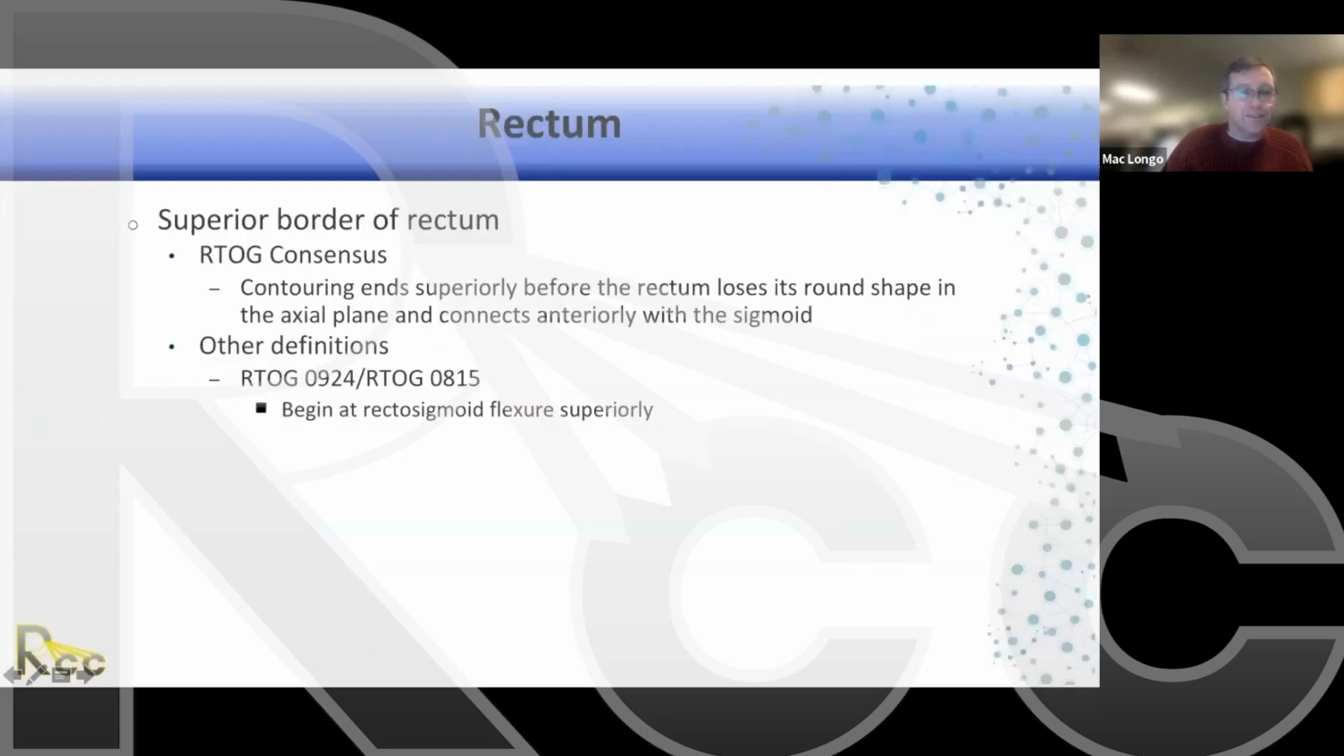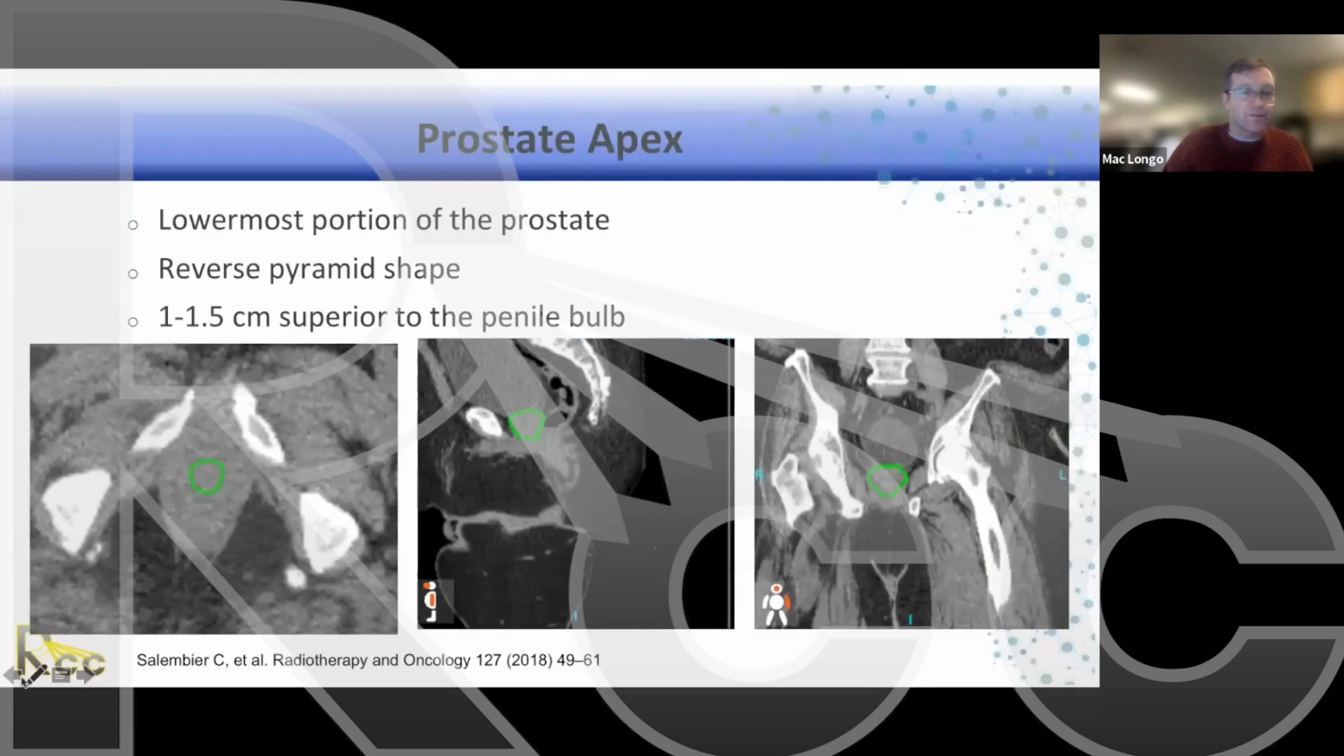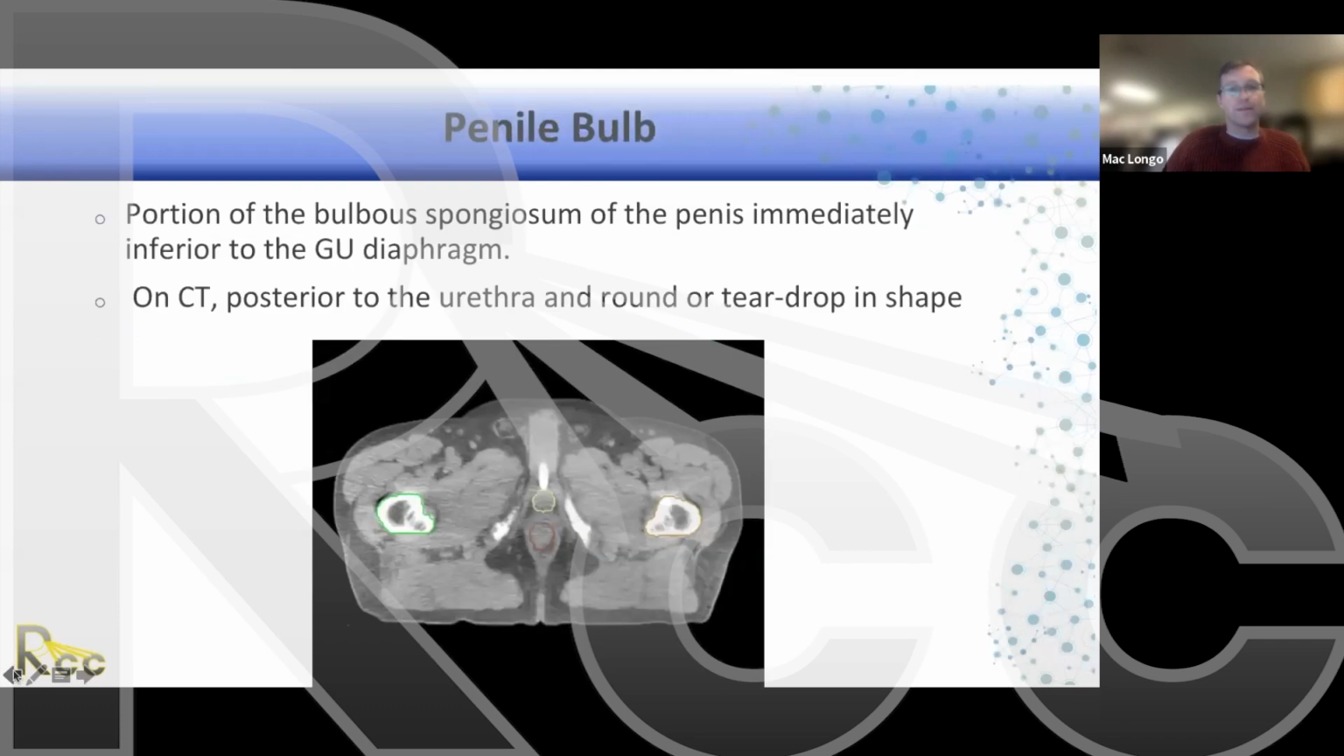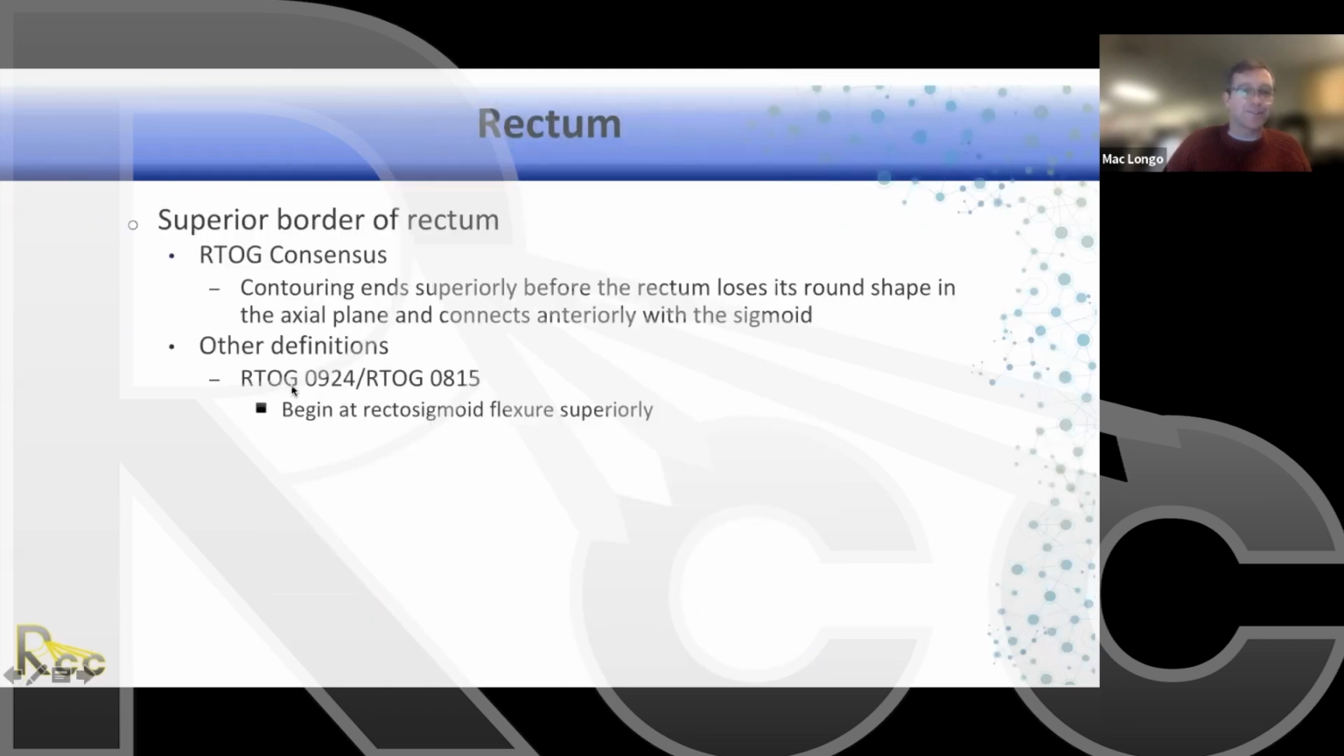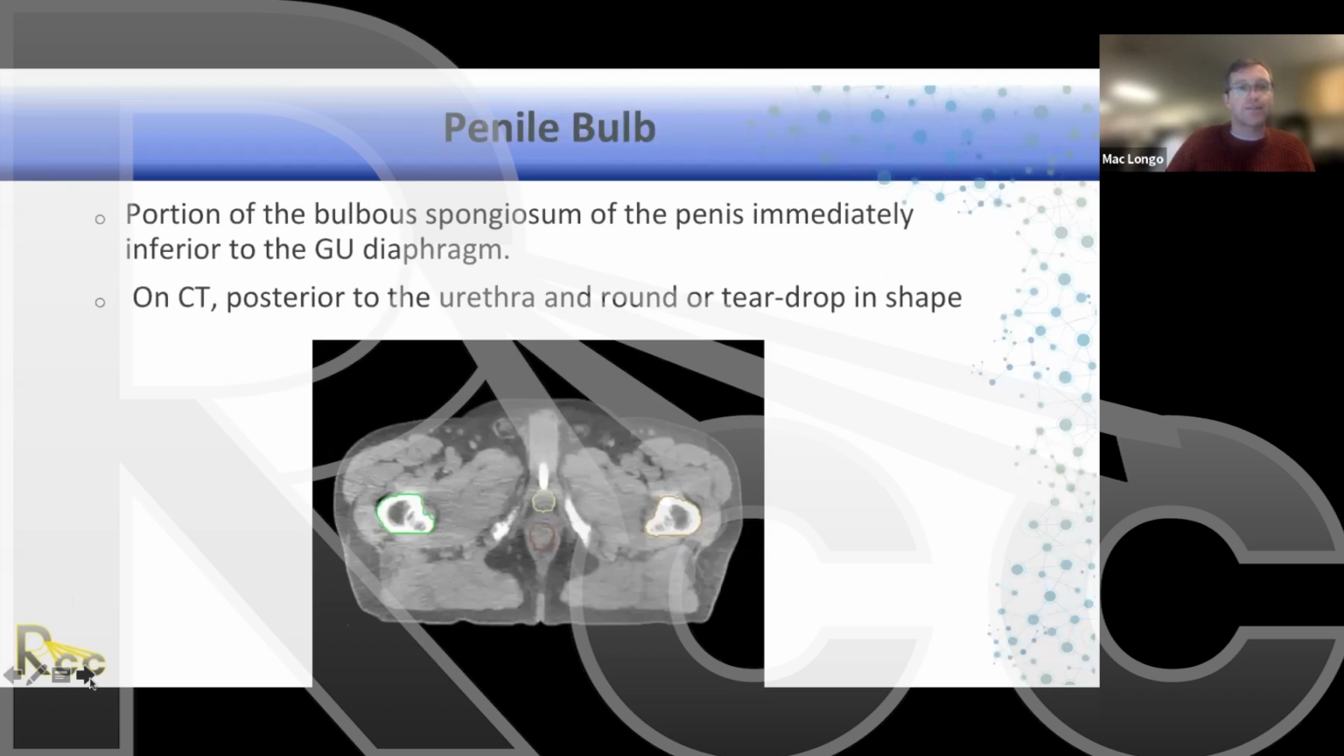We'll try to do it as smoothly as we can, but here we go. Again, I've included these for your reference, and you can go through them. Like I said, I tend to use this RTOG 0924 definition, where we begin at the rectosigmoid flexure as it moves superiorly and anteriorly. Now let's look at the penile bulb, because that's going to help us with our prostate contouring. Just a reminder, the penile bulb is the portion of the bulbous spongiosum inferior and posterior to the GU diaphragm. It's typically a circular or more often a teardrop-like shape.